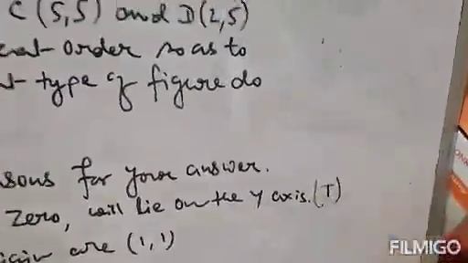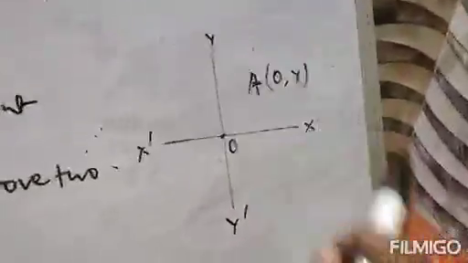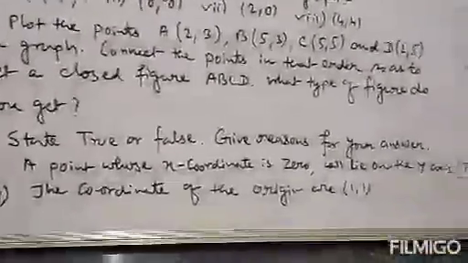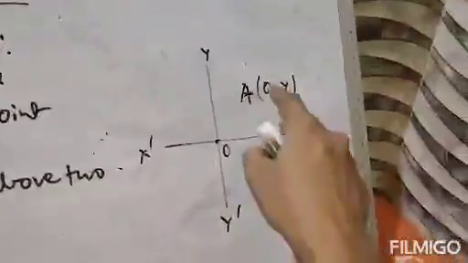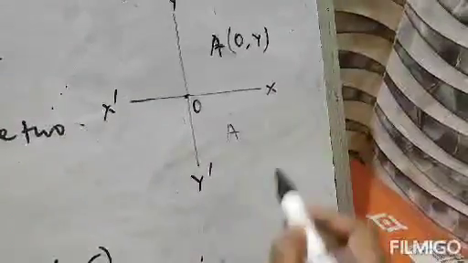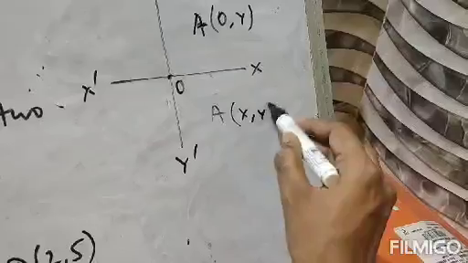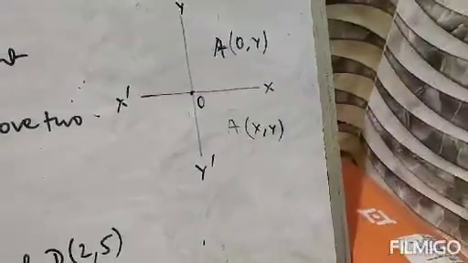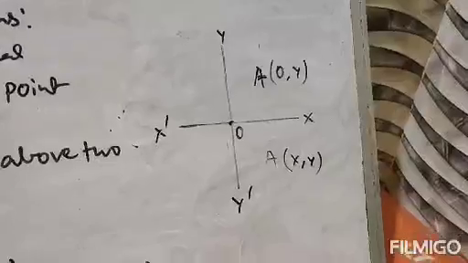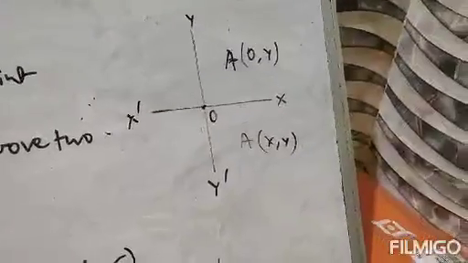This is a true statement. Why true? Because suppose the x coordinate is 0 and the point is y. X coordinate is 0 means its coordinate will be 0 comma y, because the coordinate of any point is given as x comma y. Suppose A is a point and its coordinate is given as x comma y. That is, x is the coordinate with respect to the x-axis and y its coordinate with respect to the y-axis.